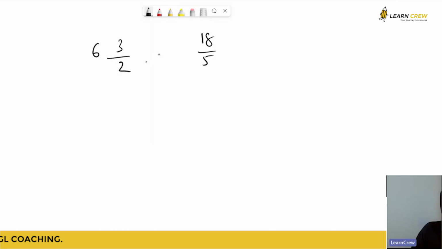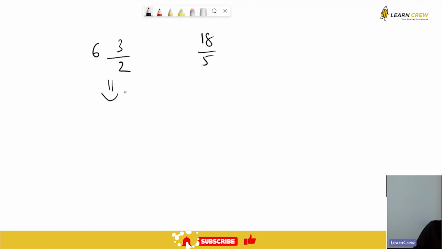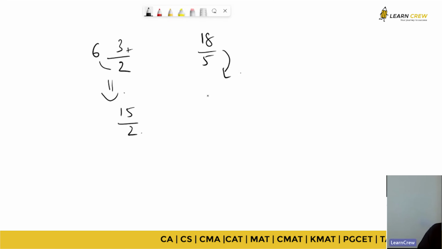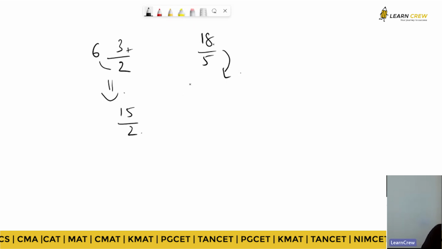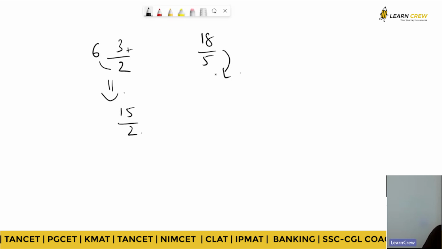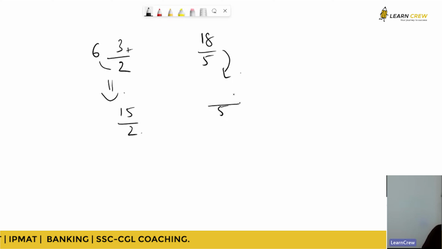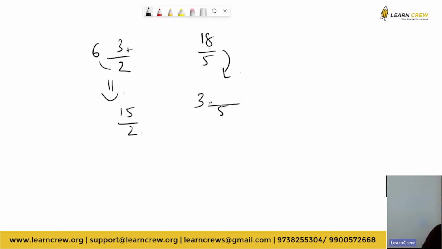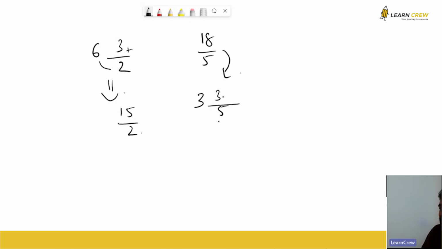Okay. Now, this improper fraction, how to convert it into a mixed fraction? Whenever you want to convert an improper fraction, keep the base the same. Multiplying this base by how many will get it closer to 18? 5 into 3 will get it close to 15. So this becomes 3 here. What's the difference from 15 to 18? 3 by 5. This becomes the mixed fraction.